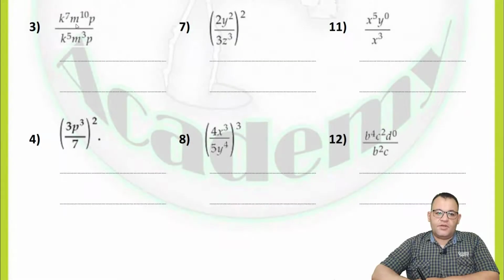k to the power 7, m to the power 10 times b, over k to the power 5, m to the power 3, all to the power b.